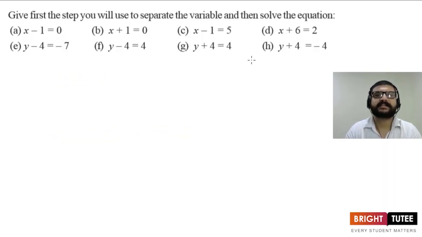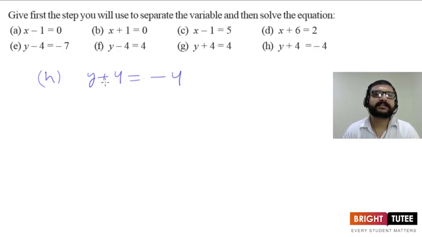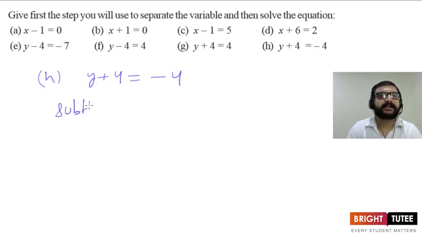Now the next equation here is y plus 4 is equal to minus 4. So we have to get rid of this plus 4 which is written with y here, as we did in the previous part. For that we will do the same thing, subtracting 4 from both the sides of equation.